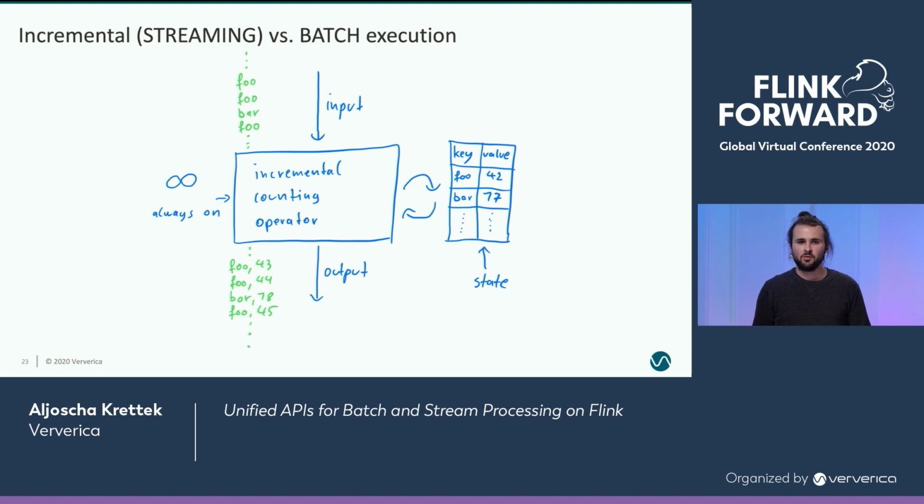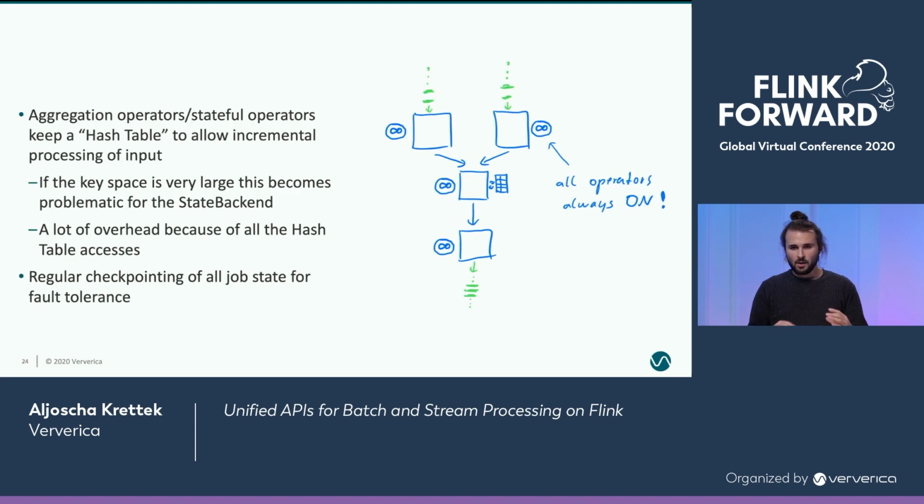So here we see a couple of foos, and then we always send a new update. So we have foo 43, foo 44, then there's a bar in between. But the stream operator has to be always running. It never stops, because we never know when the input might finish. We can extend that to a whole job, where all the operators are always running, and there are some that have state in them, so they have a hash table-like thing.